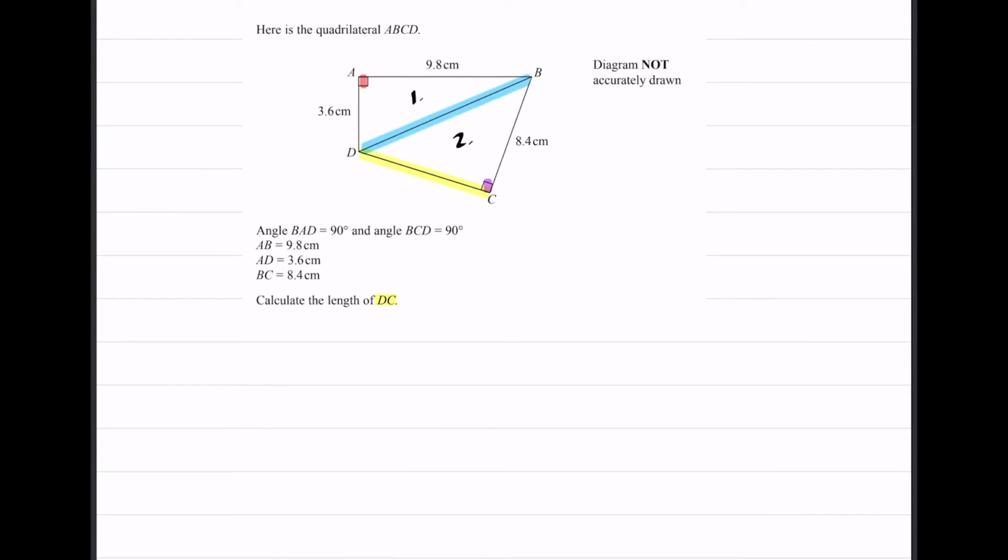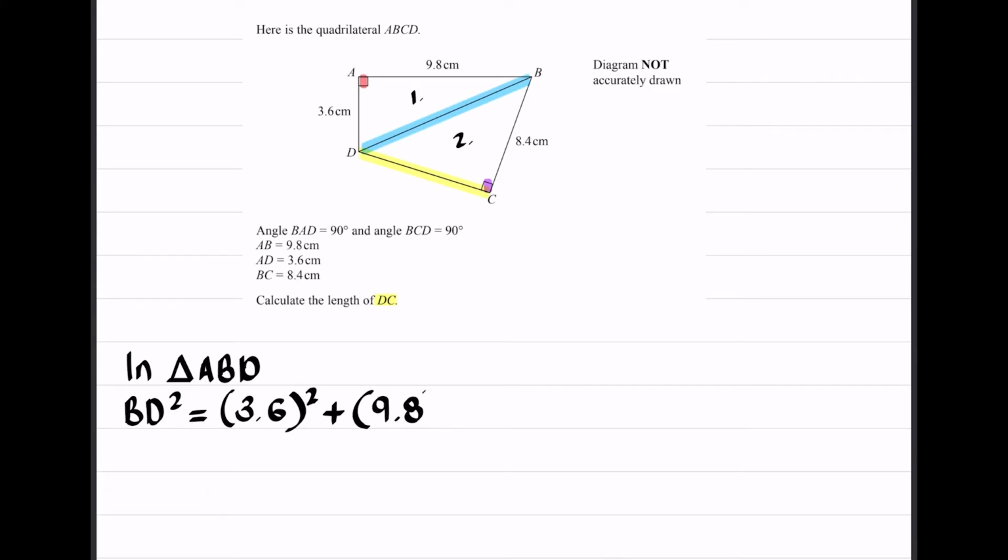So if I'm looking at this question, I'm just going to start by stating which triangle I'm in. So I'm going to start in triangle ABD. If I look at triangle ABD, I know that the hypotenuse squared, so BD squared, will equal side 1 squared, which is 3.6 squared, plus side 2, which is 9.8, and that needs to be squared.